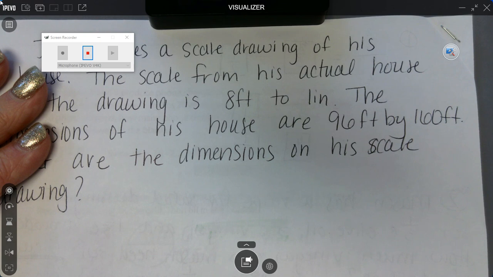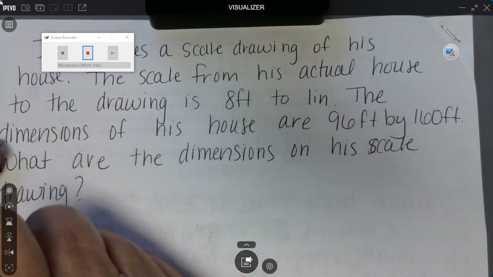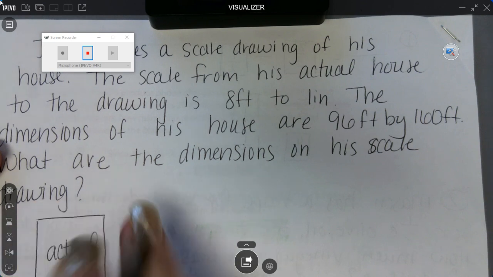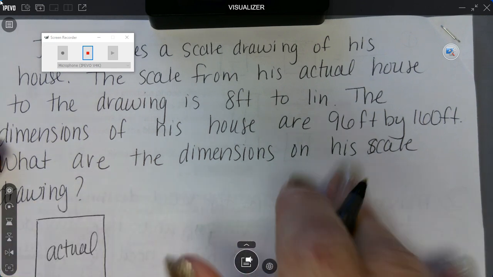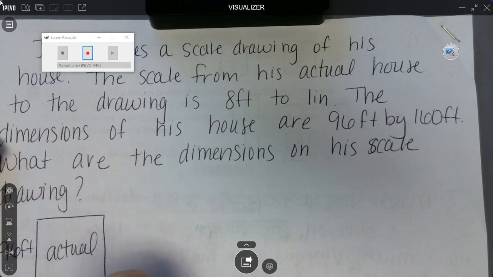Write the formula. There's no formula to this. Multiply. How about we draw it out? Okay? So this right here is his actual house. And the actual dimensions are 96 feet by 160 feet.